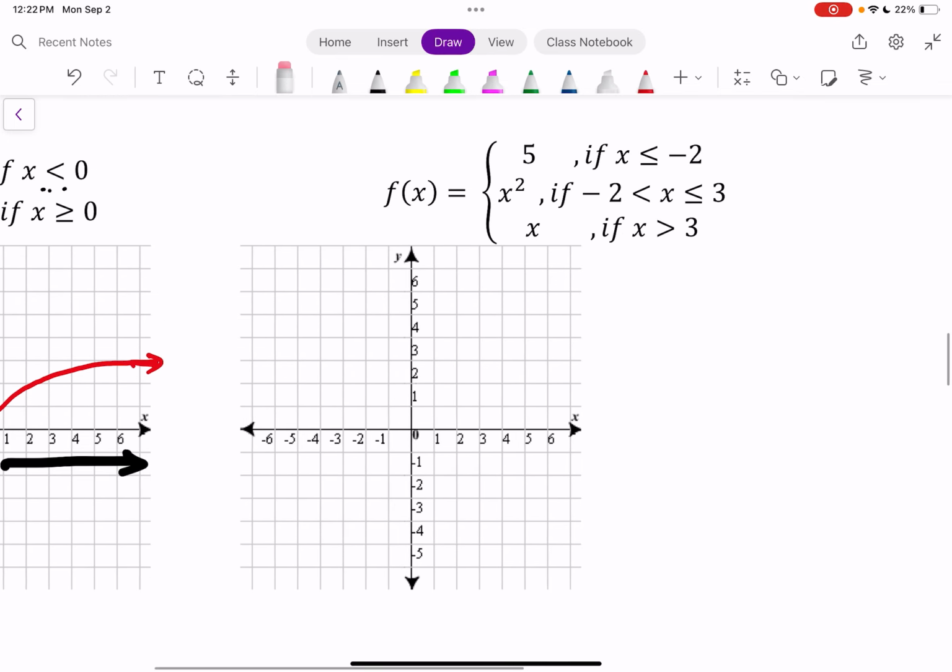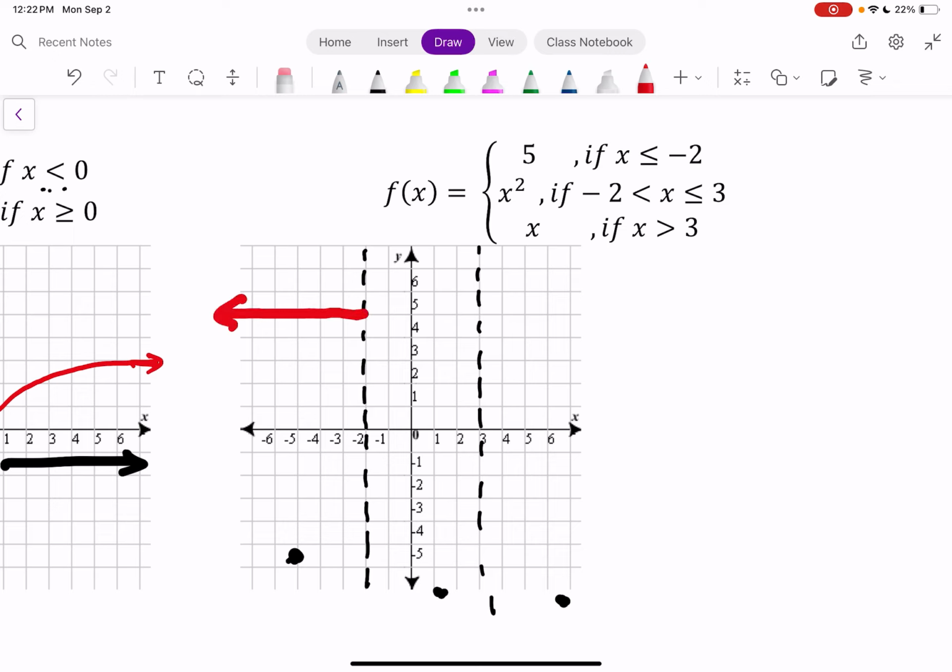Now, let's try this one. The break in this function is, just to make sure we see it, not part of the graph, but these graphs are going to look somehow up to x equals -2, somehow between -2 and 3, and somehow from 3 on. Okay, so up until -2, I have the horizontal line y equals 5. So it's a constant function, all the y's are the same, and that y is 5.